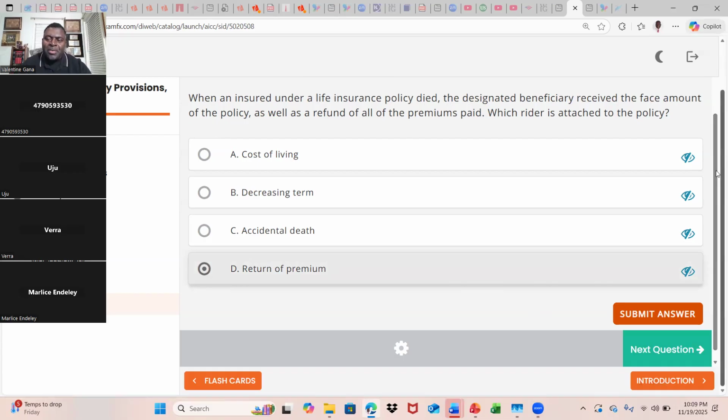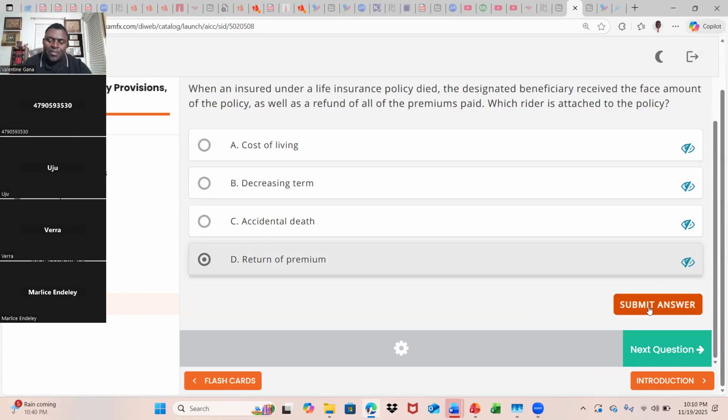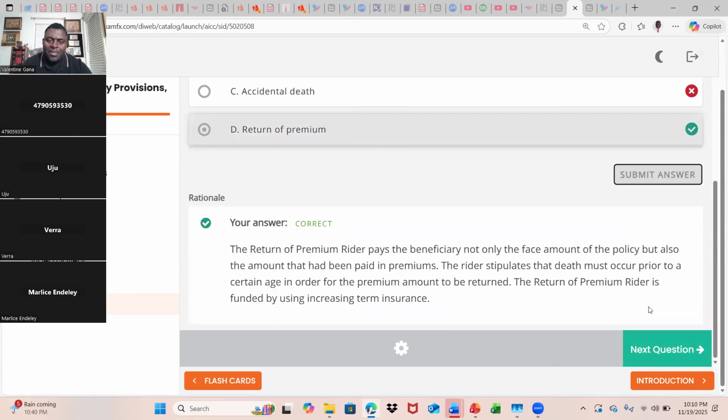What is another name for return of premium? Increasing term. Increasing term. That's another name for return of premium. All right. At the end, it says the return of premium rider is funded by using increasing term insurance. Remember that. Return of premium, another word for it is increasing term.